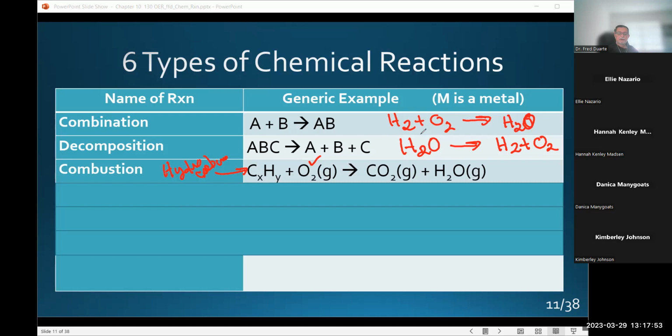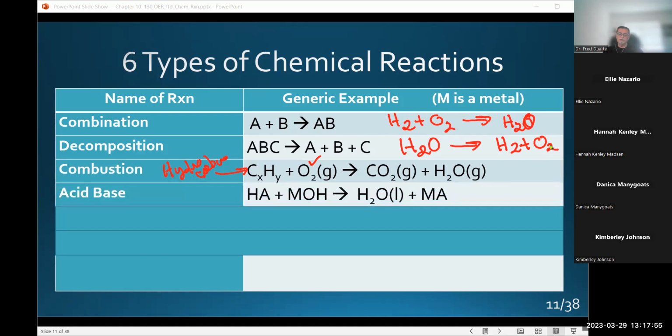Next type is called an acid-base reaction. We had the whole chapter on this, okay? We have an Arrhenius acid, and that is any molecule that has a proton that will release a proton, that produces a proton. The base is any molecule which will produce a hydroxide ion. And remember, the net reaction, what's actually happening, is the proton plus the hydroxide react to give you water.